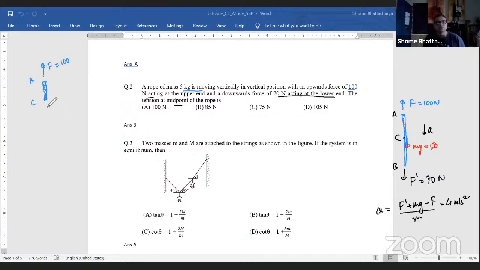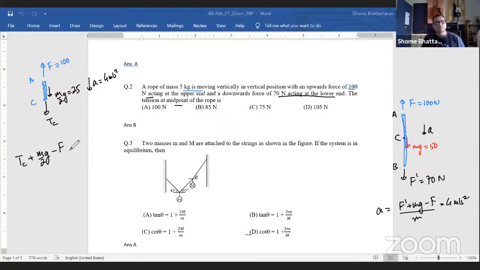here, but there will be this unknown tension at this point like this, and there will be m by 2g, which is going to be 25 newtons, and will have this downward acceleration of 4 meters per second square. So Tc plus m by 2g minus F should be equal to m by 2a. So this unknown tension plus 25 newtons minus 100 should be equal to 2.5 times 4. So Tc is 85 newtons.